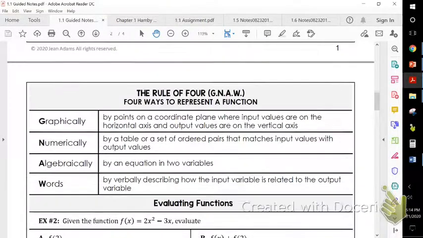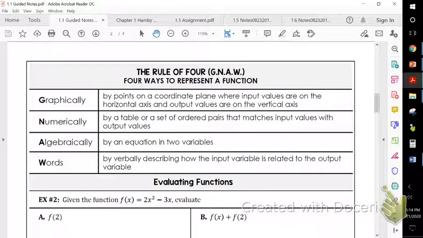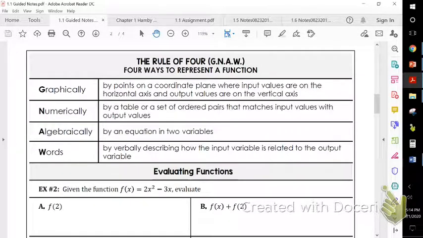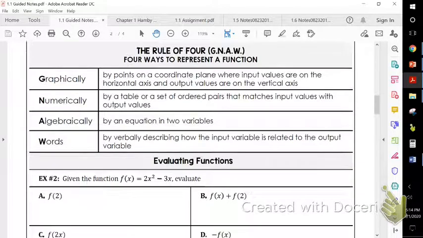And then there are 4 different ways to represent a function. We can represent it graphically by plotting the points, numerically by a table or a set of ordered pairs, algebraically by an equation in 2 variables, or in words by describing how the input variable is related to the output variable.